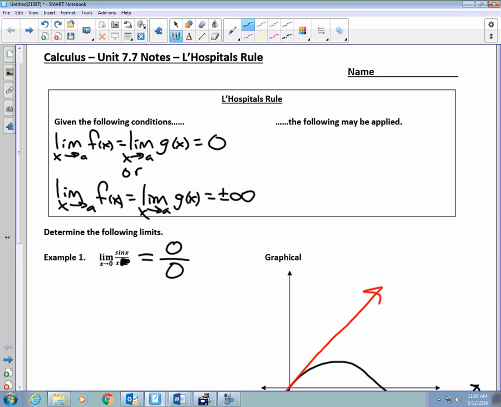Then here's the idea. This is what you've got to focus on. If we have a function on top and a function on the bottom, and you divide them and you get 0 over 0, or infinity over infinity, or negative infinity over negative infinity, or infinity over negative infinity, or negative infinity over infinity, those are what we call indeterminate values.